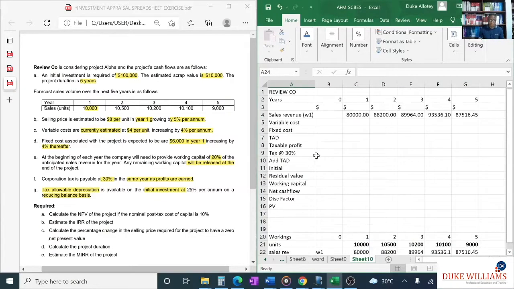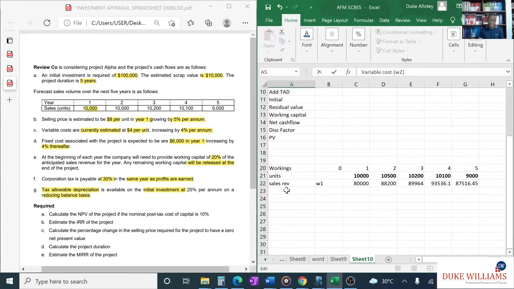Okay, so the next thing on that line, if I want to call this, say, working two, it's important that the marker has an understanding of where the figures are coming from. So I can say variable cost. Okay, so that is my working number two. And so again, I come to variable cost. I'm told this time it is 4 per unit currently, meaning that in today's money, that is that.